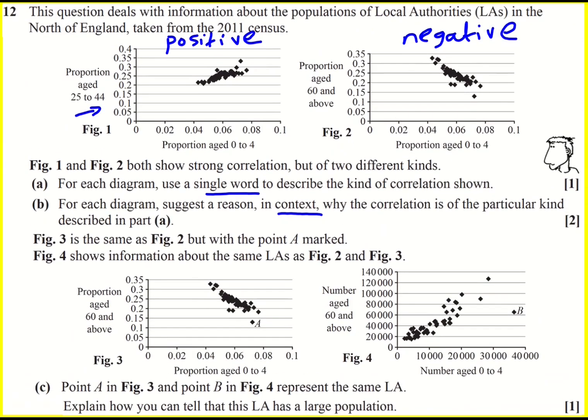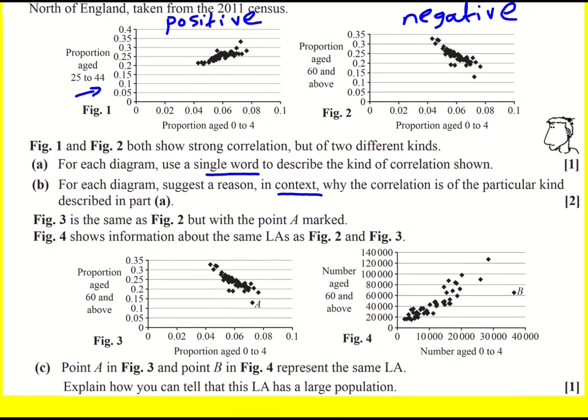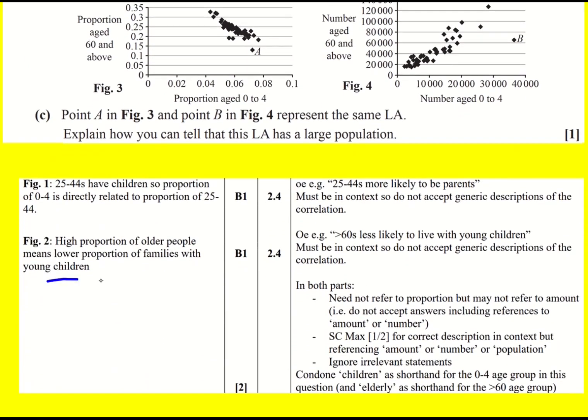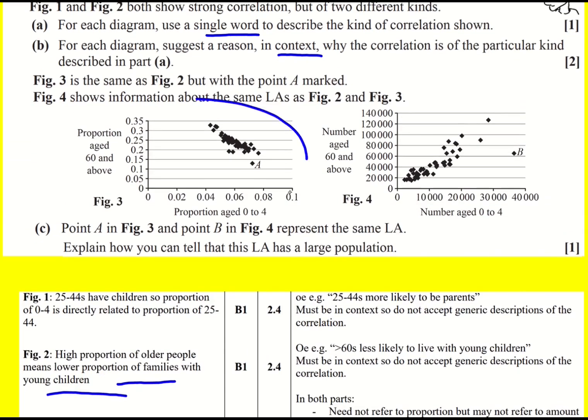Then for the other one, negative, I said for figure 2, a high proportion of 60 plus people will mean a lower proportion of families with young children, and hence a lower proportion of young children overall, which, yeah, is what the answers say here. I still think it's good to refer back to the 0 to 4 because that's actually what we're talking about, and it's only because they have a positive correlation that if the number of 25 to 44-year-olds goes down, then so will 0 to 4.